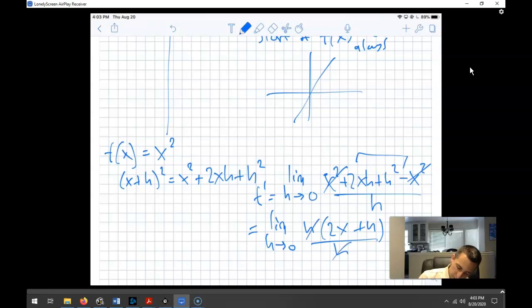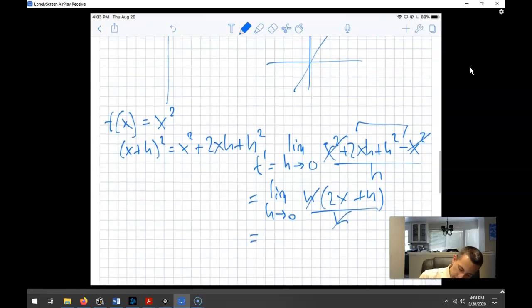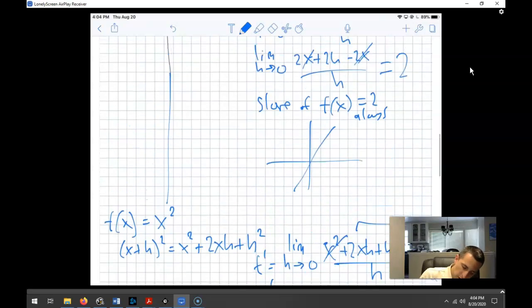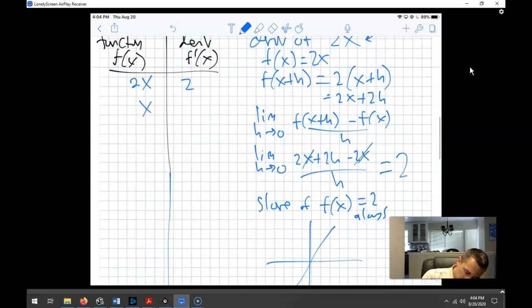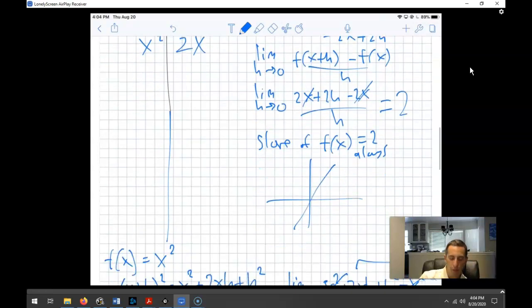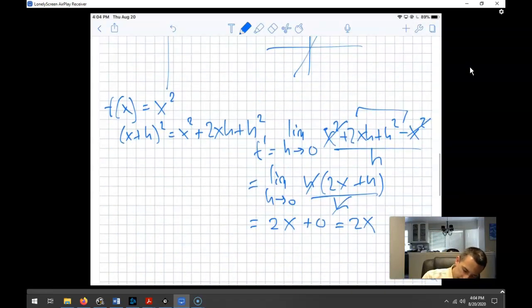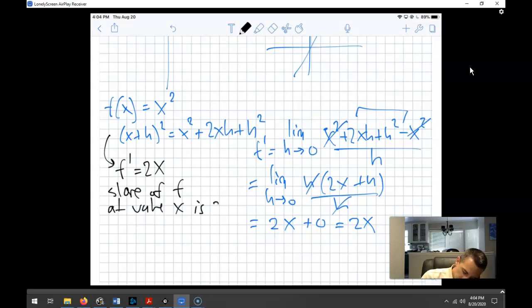And then these cancel. Okay, so as you take this limit, you just get 2x plus 0, which is just 2x. Let's write that in our formula sheet, and then we'll talk about that. So that means the derivative of x squared is 2x. When we say that f of x is x squared and f prime is 2x, that means that the slope of f at a value x is 2x.